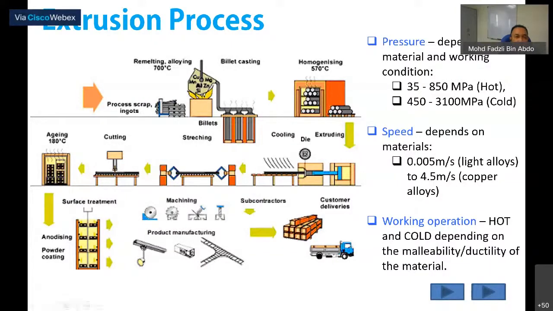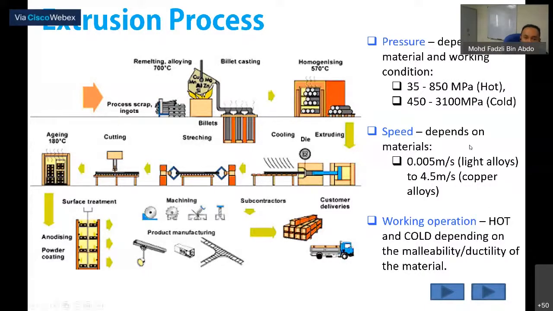Okay. The pressure depend on material and working condition. Sama ada kalau hot extrusion kita menggunakan 35 ke 850 megapascal. Kalau cold temperature kita memerlukan lebih pressure. Okay. Within 400 to 3000 something.